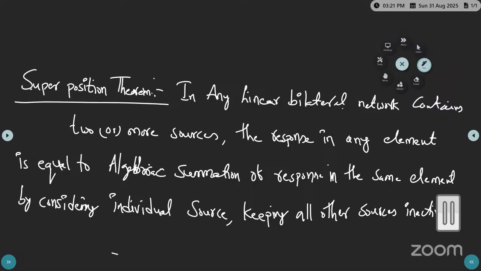Algebraic summation of the response in the same element by considering individual source. You have to consider only one voltage source in the same element by keeping the remaining sources inactive. They are absent. Inactive means absent. So this is the statement. This can be explained by doing the problem or by taking one general circuit. Have you written it? If you have not written it, no need to worry. Notes are there, but kindly understand.